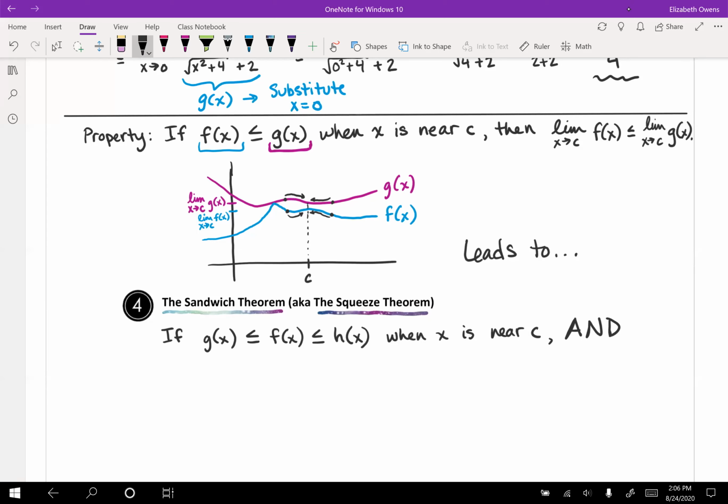And we have this other criteria. So this is a big "and": the limit as x approaches c of g of x equals the limit as x approaches c of h of x. Okay, so those two outer functions have the same limit. We'll just call that value L for limit. So if those things are all true, then the limit as x approaches c of f of x, the middle function, equals L also.